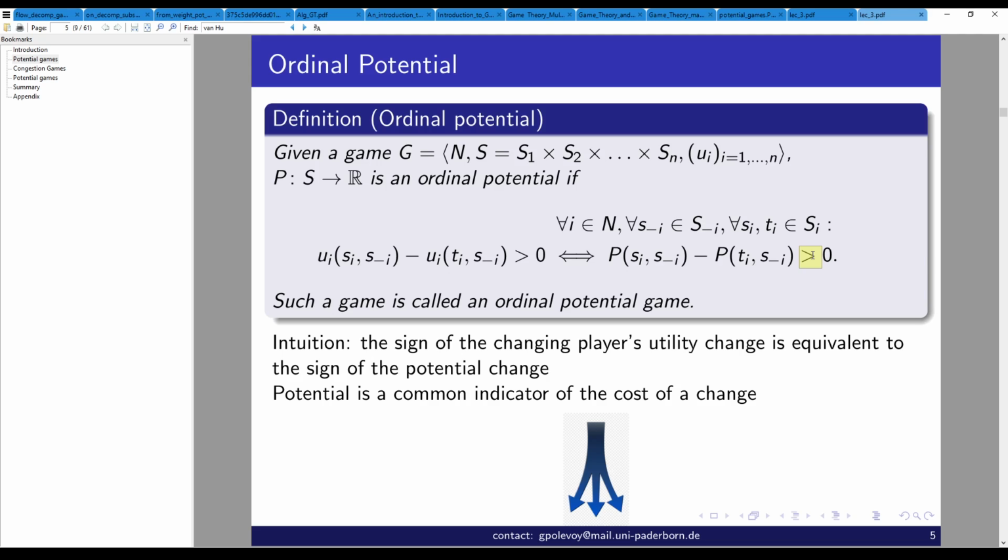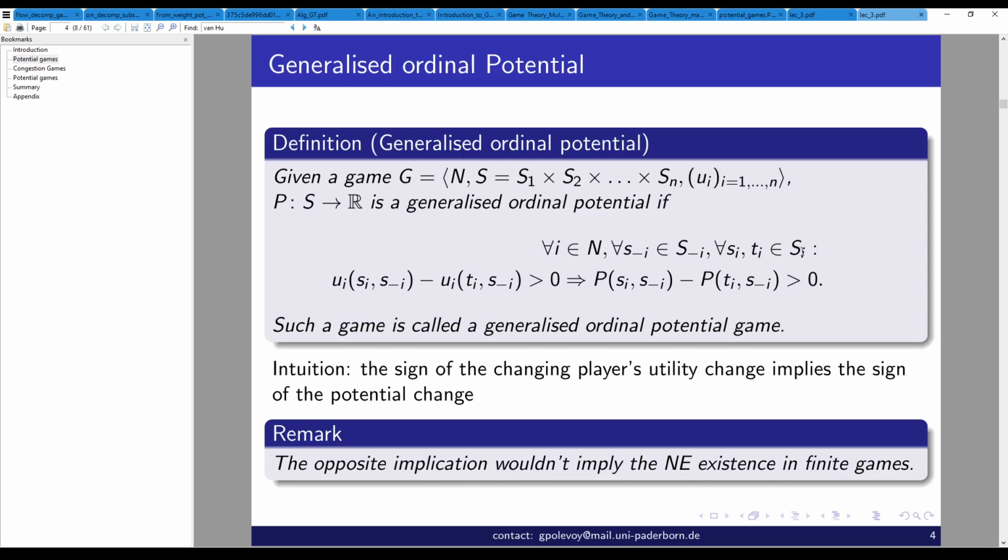And then not increase if and only if not increase. And changing the order, not decrease if and only if not decrease. And from those two, equality if and only if equality. So from this if and only if, we see that equality is equivalent to equality. However, in the case of a generalized ordinal potential, this does not have to happen. It can be that the utility does not change, but the potential changes.